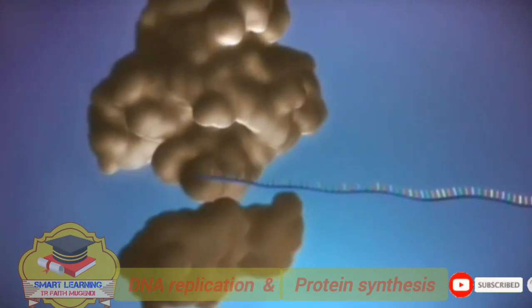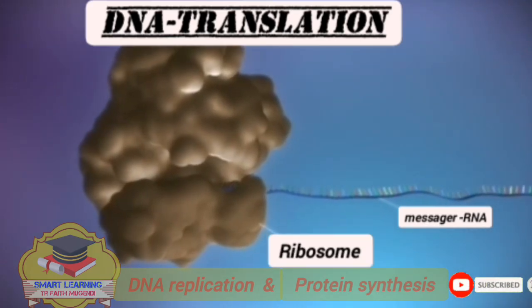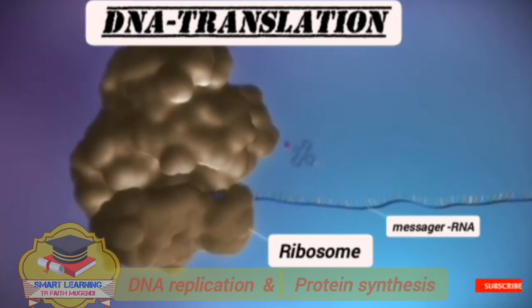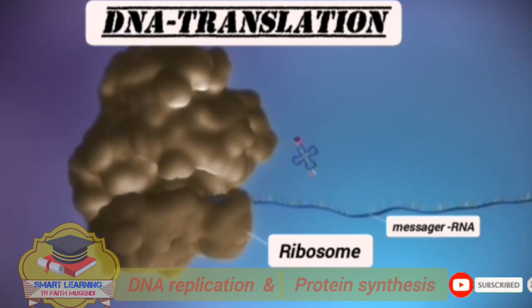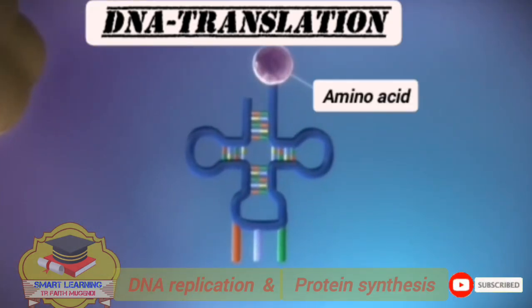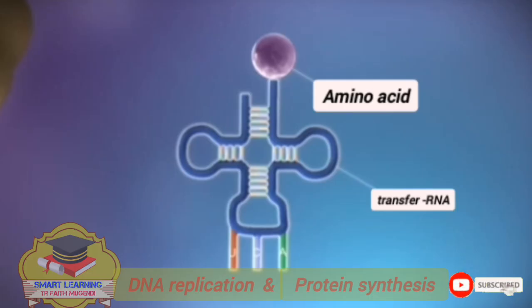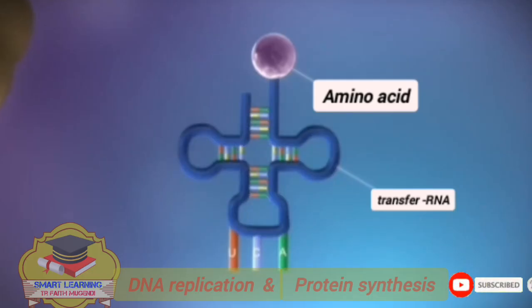Welcome to DNA translation. Information on messenger RNA is translated by the ribosomes and is used to assemble amino acids into specific protein molecules. This is normally done by another type of RNA molecule called transfer RNA.